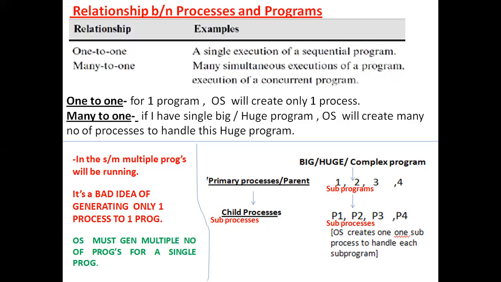Hence, to reduce that, the OS will generate multiple processes for a single program. A main program, a huge, big, complex program, is divided into so many subprograms. And to handle each and every subprogram, in the second stage I'll create the sub-processes, which are nothing but the child processes, which can handle the individual subprograms.